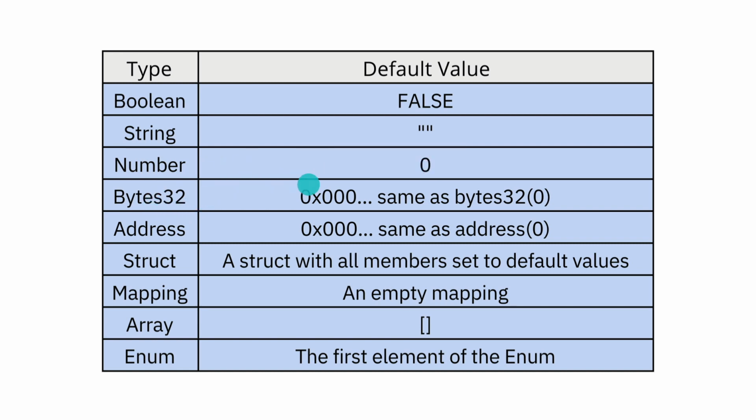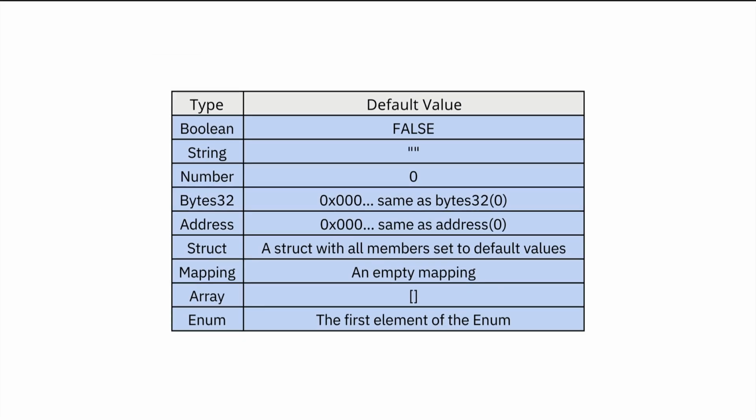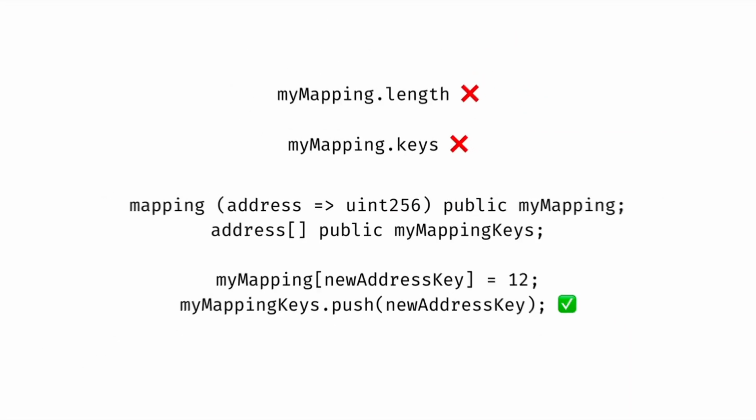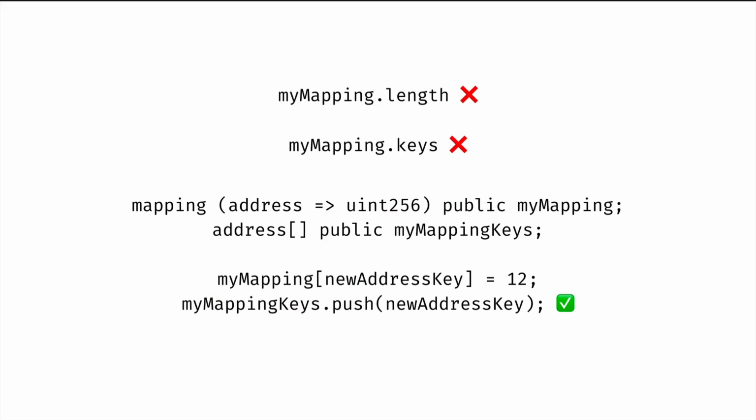Bytes are of course 0 bytes, which as a Solidity shortcut you could write as bytes32 of 0. Address is just a 0 address, and again as a Solidity shortcut would be address of 0. And the other types we will look at later in the course, but the general idea of default values should be clear. It also implies that there is no concept of length or keys in a Solidity mapping.